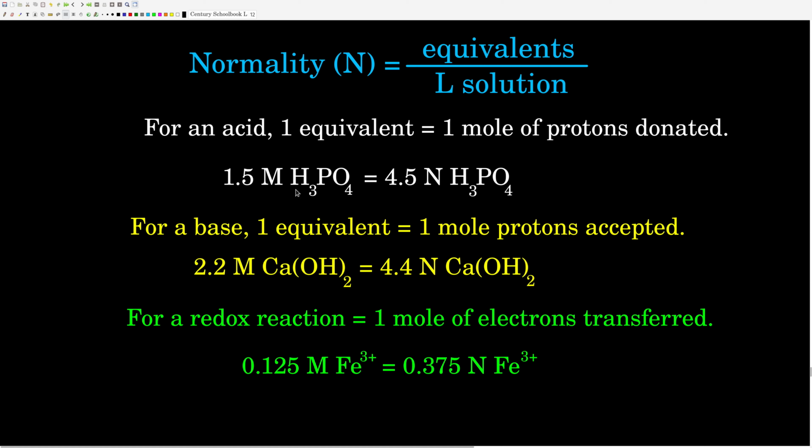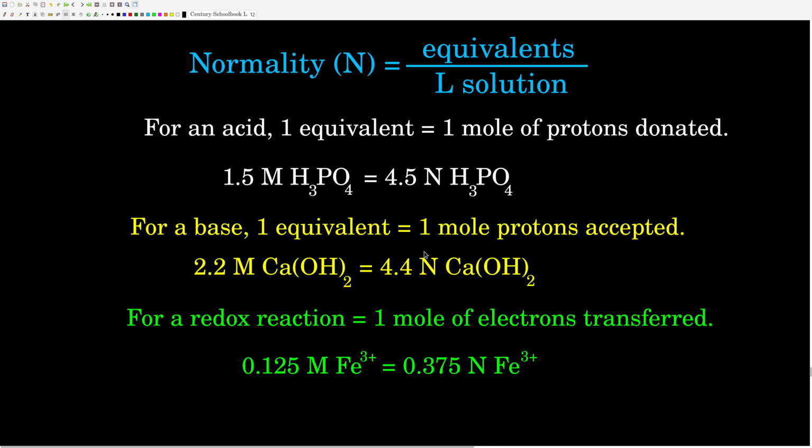If we have 1 mole of phosphoric acid, we have 3 equivalents in that solution, because each of these protons is an equivalent. So all we do is take the molarity times the number of acidic protons, and that gives us the normality. Now, if it's a base we're talking about, 1 equivalent is equal to 1 mole of protons that can be accepted.